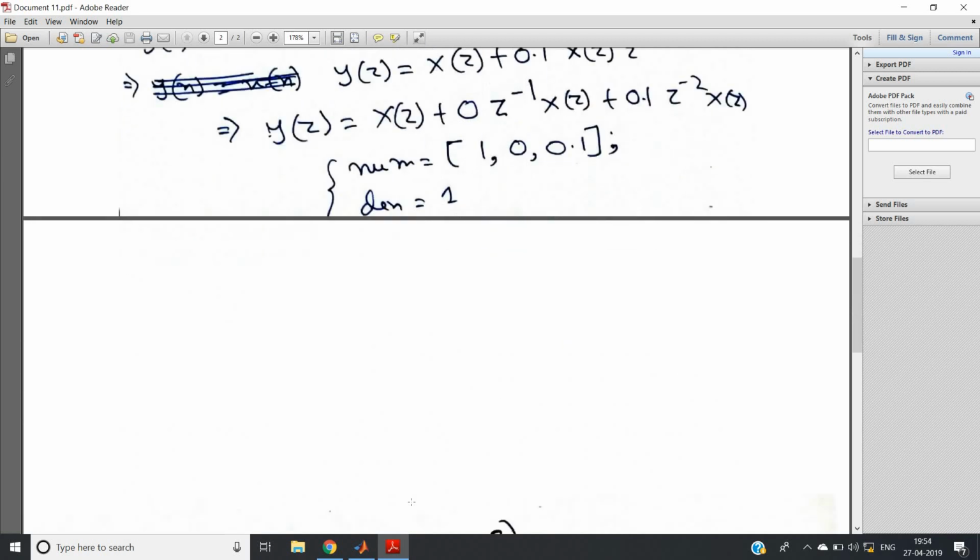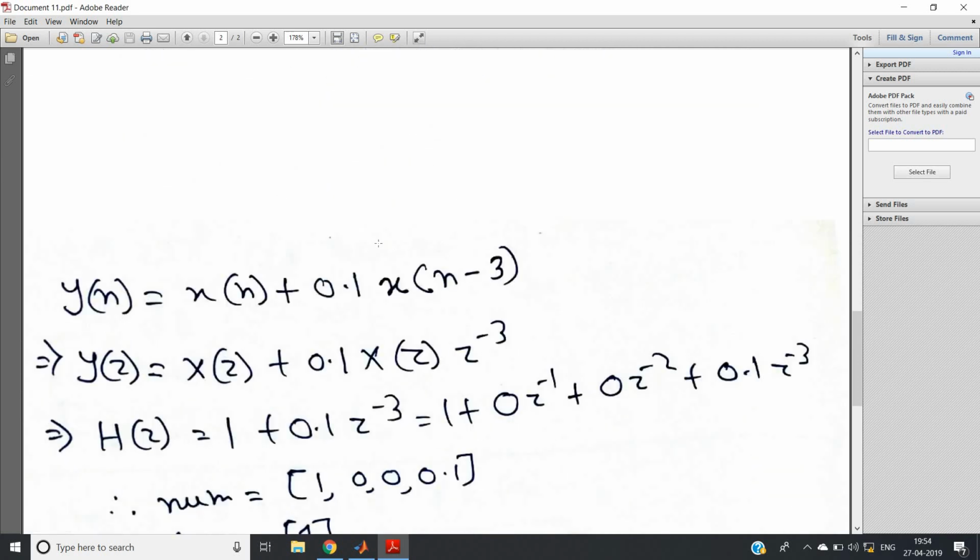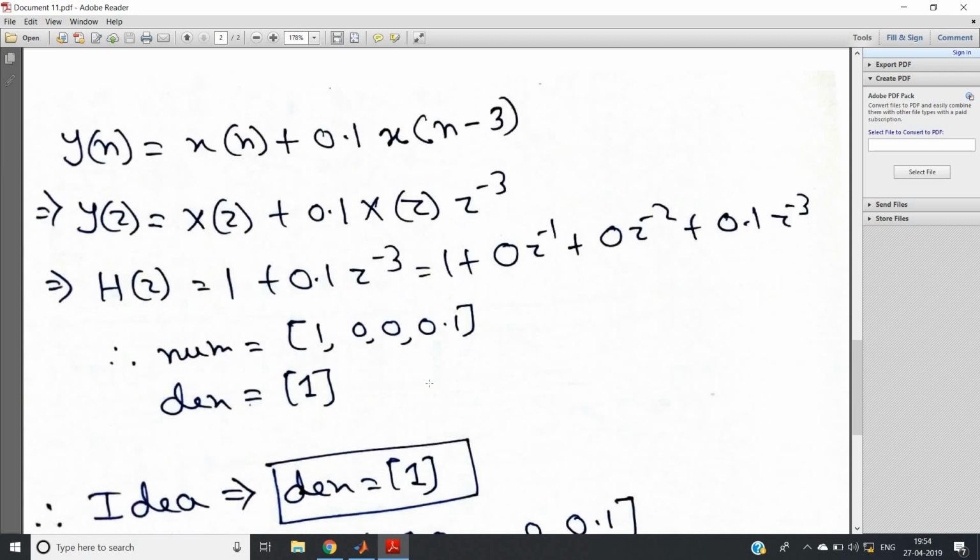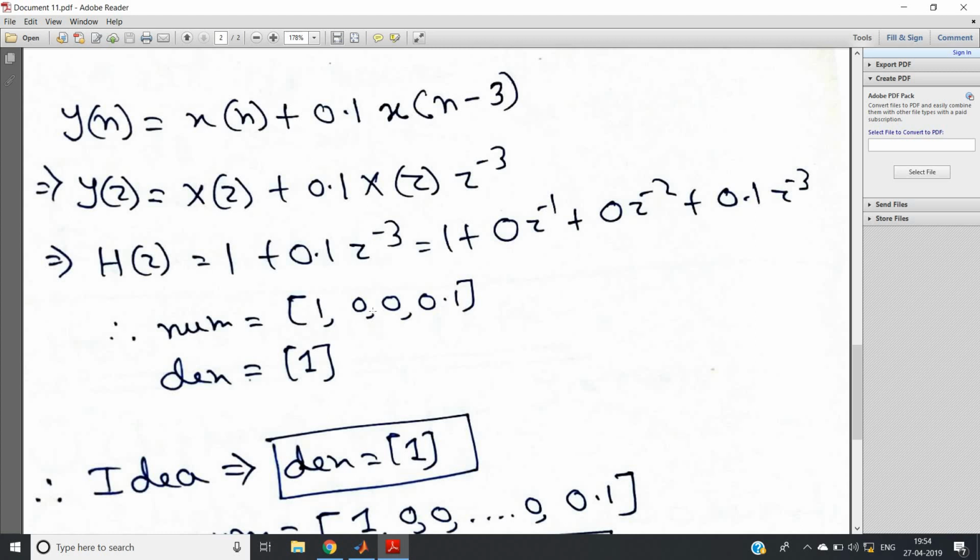Now increase more delay, then what can you get? Suppose let us now take x of n minus 3. So y of n is equal to x of n plus 0.1 into x of n minus 3. So y of z will be equal to x of z plus 0.1 into x of z into z to the power minus 3. So after x of z, directly z to the power minus 3 comes. So we have to arrange in this way, h of z equal to 1 plus 0 z to the power minus 1 plus 0 z to the power minus 2 plus 0.1 z to the power minus 3. So numerator coefficients will be num equal to 1, 0, 0, 0.1, then denominator equal to 1.